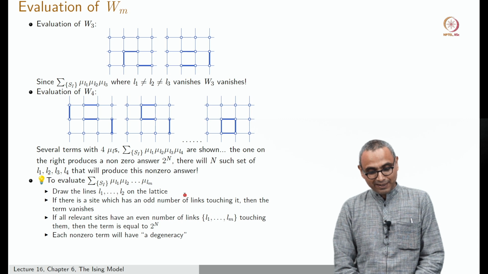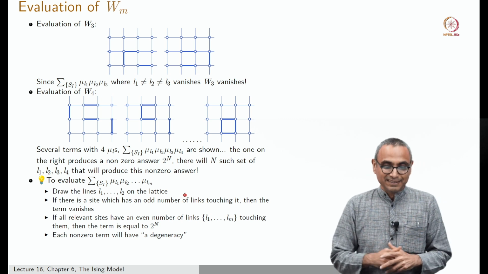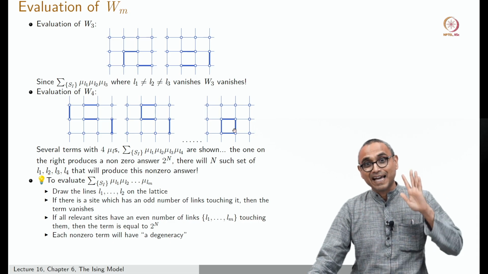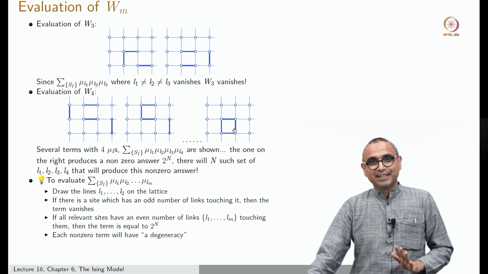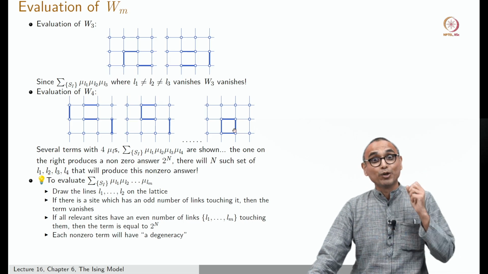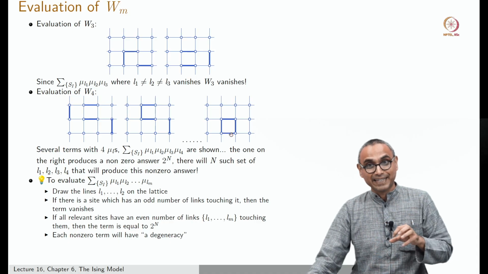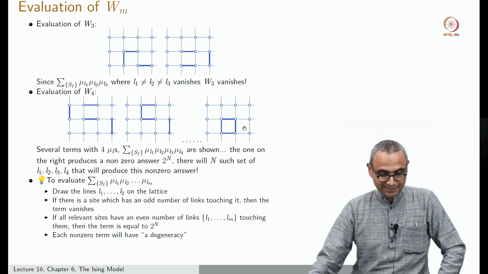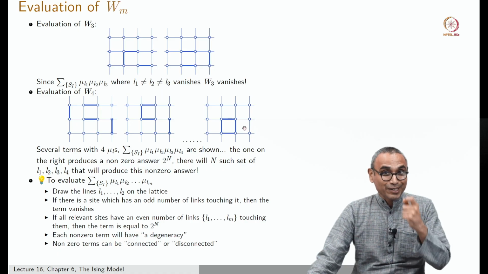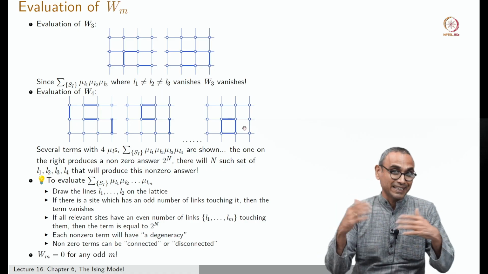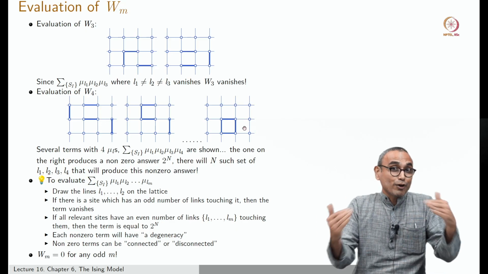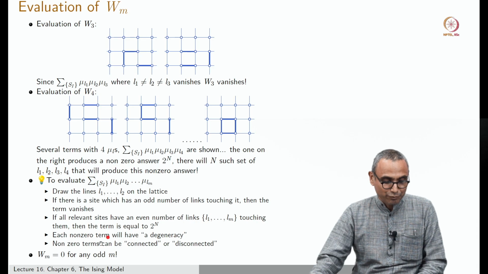What else can we say? Now you will see that each of these terms, anytime you are able to draw links on the lattice which have the property that the sites that the links touch will have an even number of links touching them, that will give you the answer summing over all configurations, 2 to n. You will find that there are many other places where you can decorate the links in the way that you will get the 2 to the n answer again in a different way. So we can call that the degeneracy of this sort of link configuration, right? Non-zero terms can be connected or disconnected, just like in the case we had when we did the low temperature expansion. I'll illustrate this in the next slide. But before I go further, you can pause and confirm for yourself that this statement is true.